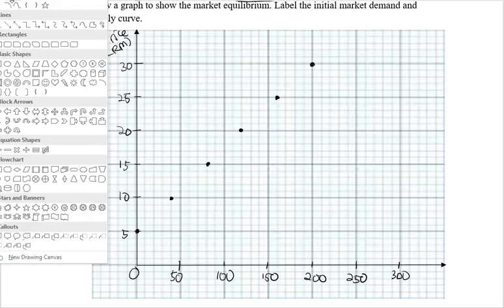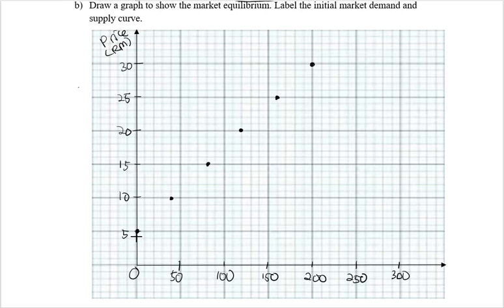Okay, so you draw a line, a straight line connecting the points. That is where you get your supply curve, your market supply. So label your supply as S0, your initial supply curve.